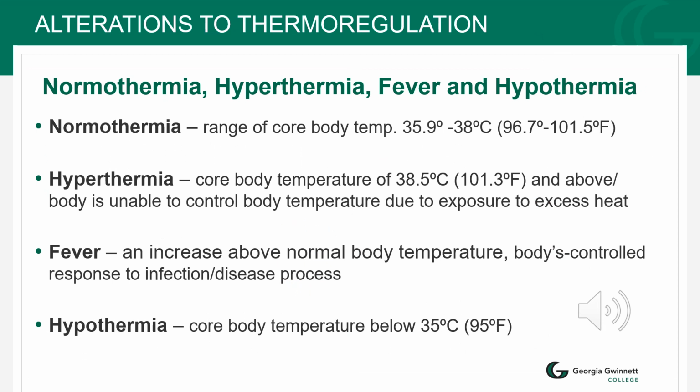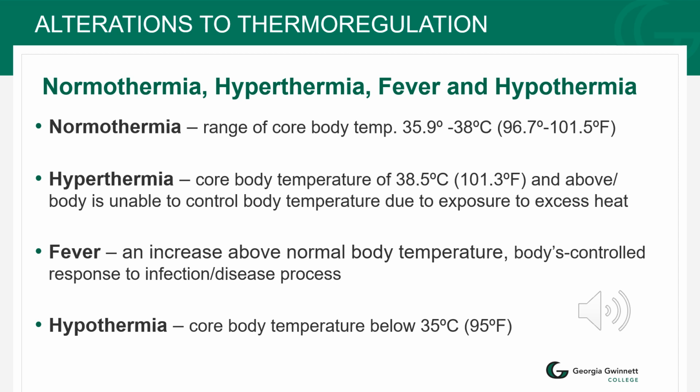Here's some terms you need to be aware of. When the heat production and the heat loss are balanced, you have normothermia. So your body temperature is within normal range, anywhere from 35.9 to 38 degrees Celsius, which is also 96.7 to 101.5 Fahrenheit.